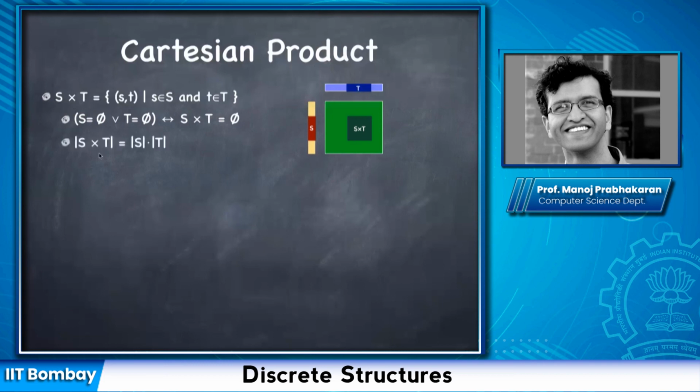More generally, the size of S cross T is exactly the size of S times the size of T, right? Again, that follows from the fact that, in fact, this could be used as a definition of multiplication if you want, but for us, this is just an obvious fact.